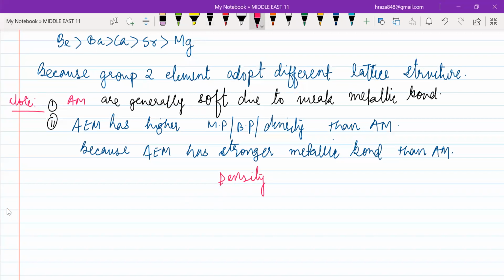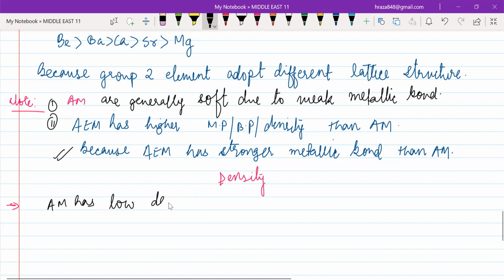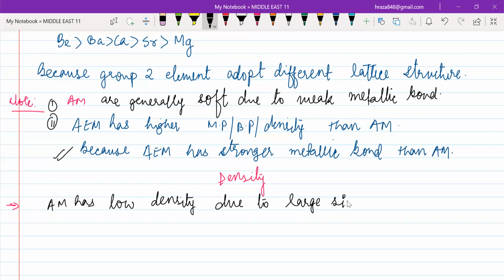Now going to talk about density. So I already wrote about this. Alkali metal has lower density due to larger size. You know that density has a formula, mass upon volume, right? If size increases, volume increases, that means density decreases. And due to larger size, there will be weak metallic bond. Is this clear?